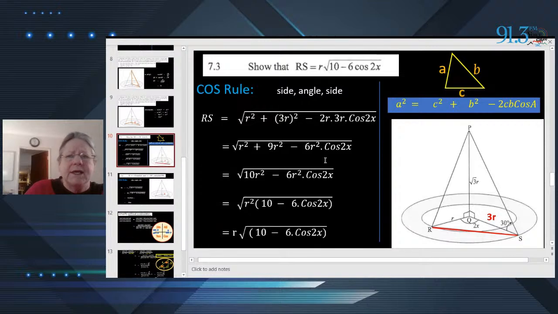And we can see that we're getting close. The only thing that's now not looking too good is the R squared in there. But we can get the square root of R squared, and that is R. We cannot get the square root of this lot, so it stays under the root. And there we've proven that RS equals what they asked.